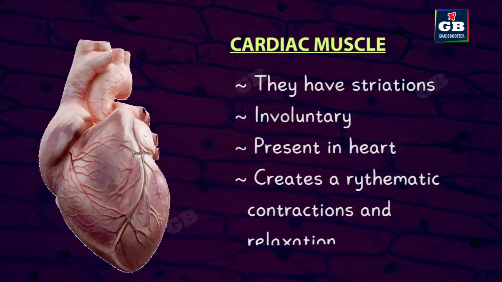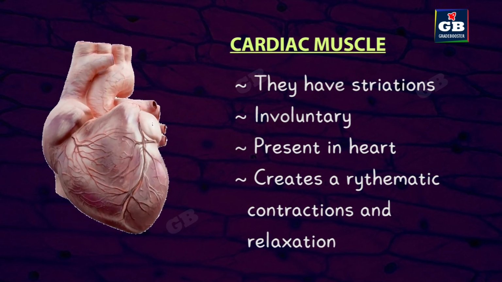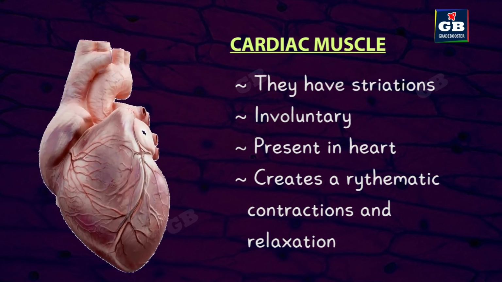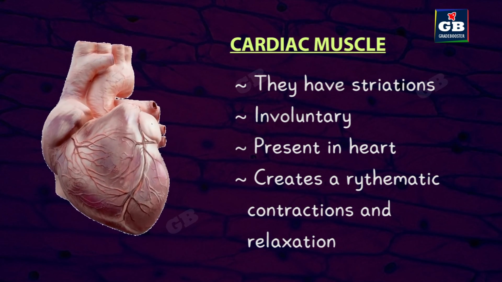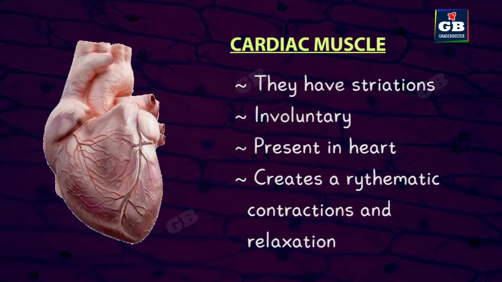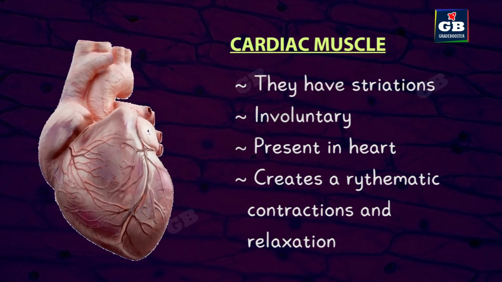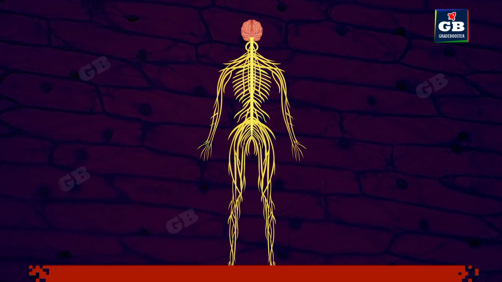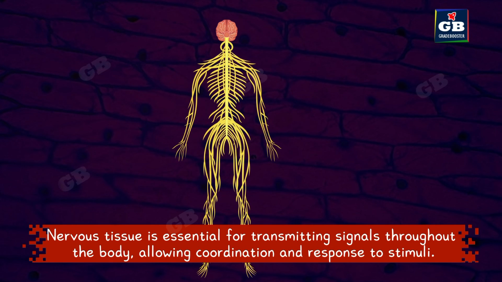Cardiac muscles have striations, which are similar to voluntary muscles, but in function they are involuntary, means they cannot be controlled consciously. Cardiac muscles are found only in the heart. The cardiac muscle produces the rhythmic contraction and relaxation of the heart, allowing it to pump blood effectively throughout the body.